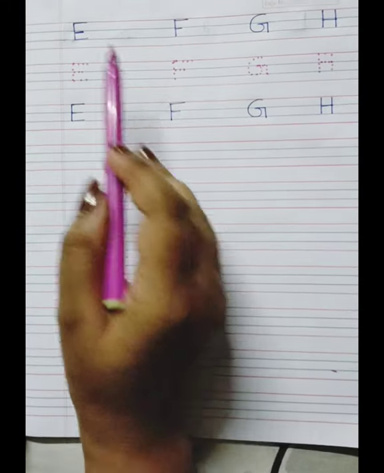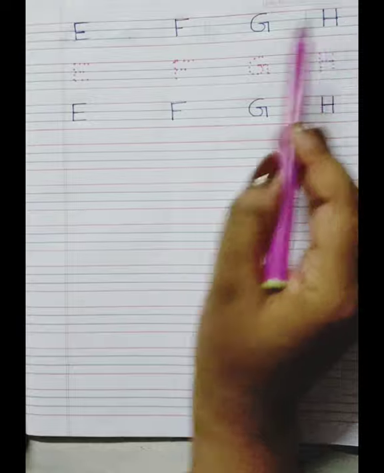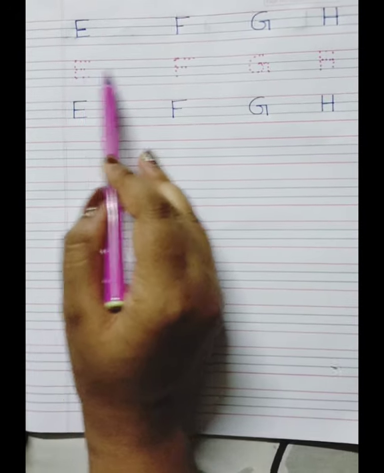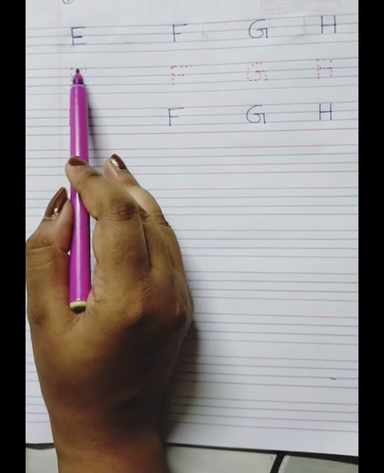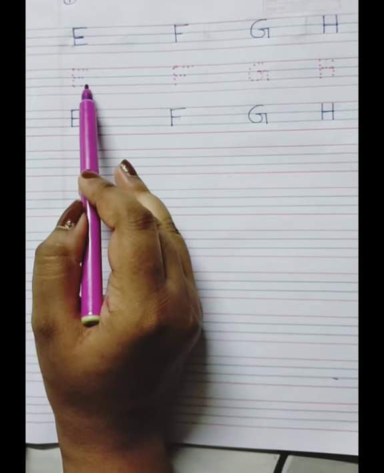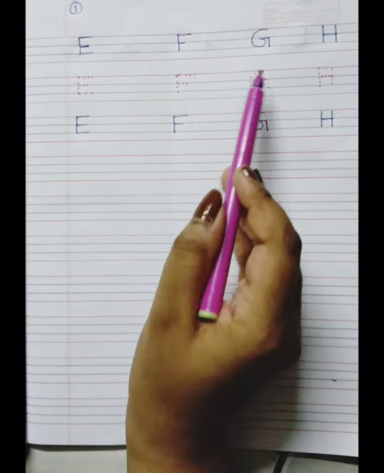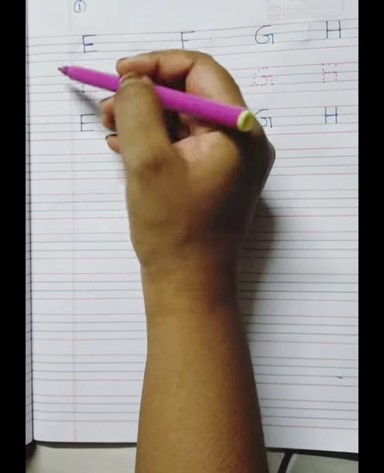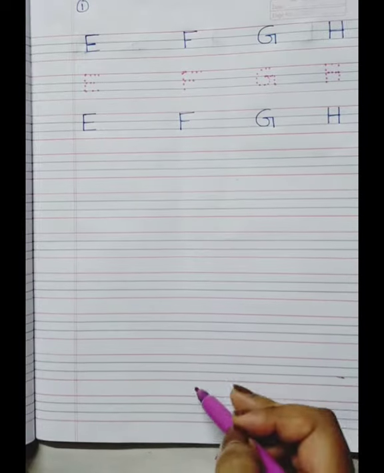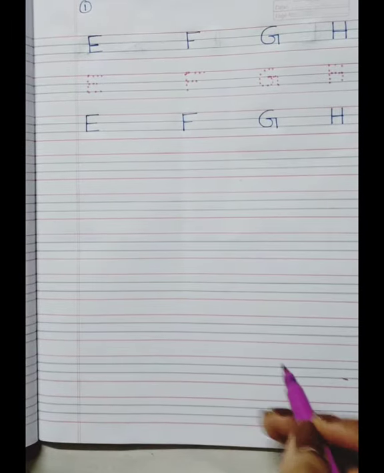Parents, I am asking you to write the first line and then make the second line with dotted alphabets so that your kids can practice it freehand or trace it freehand. And from the third line, you again write the alphabet. And on the entire page, they have to complete their homework.